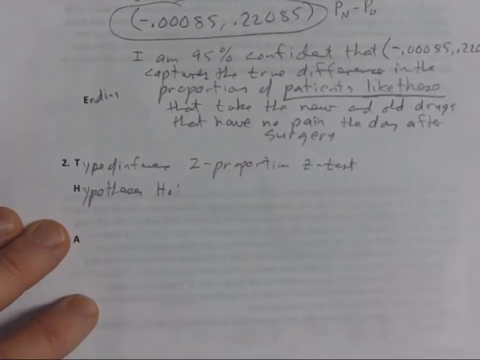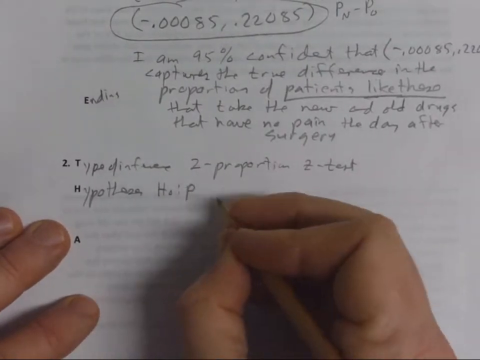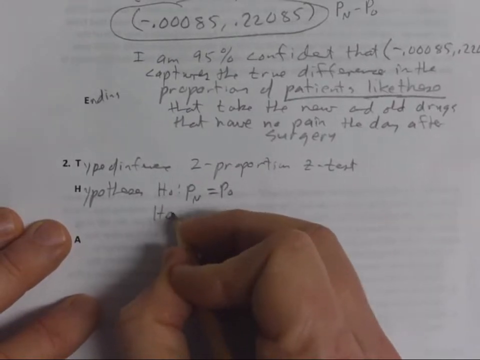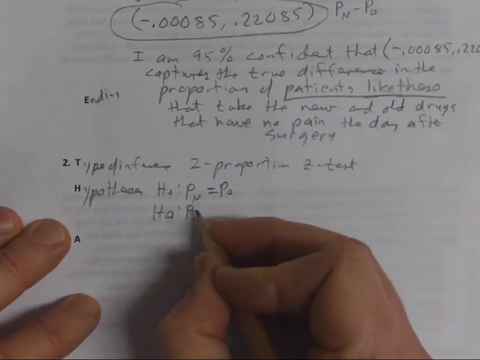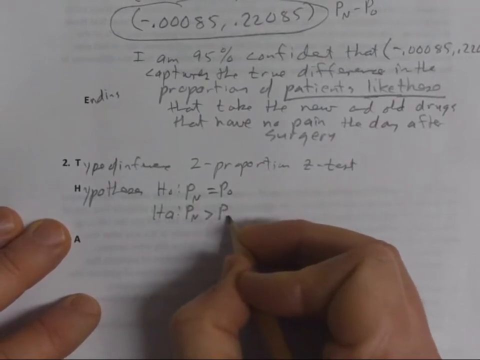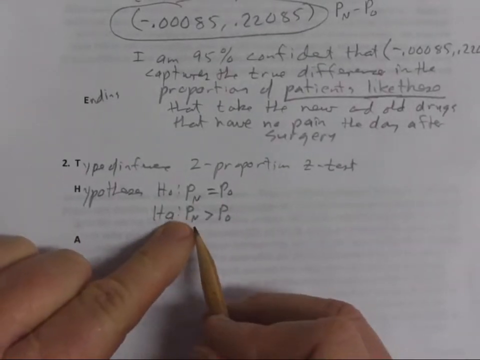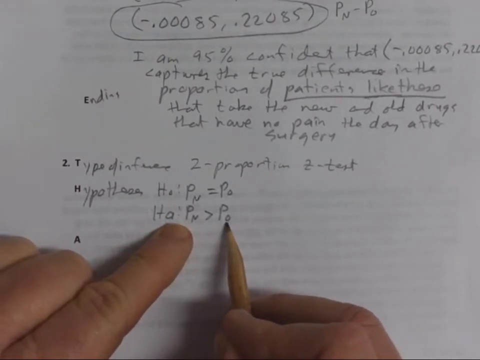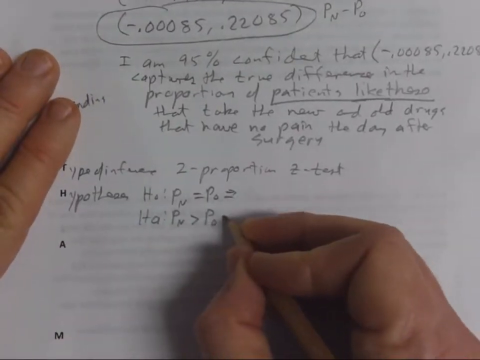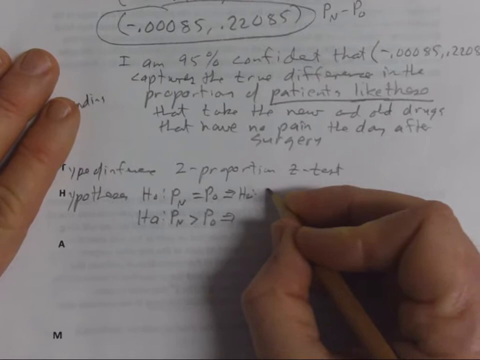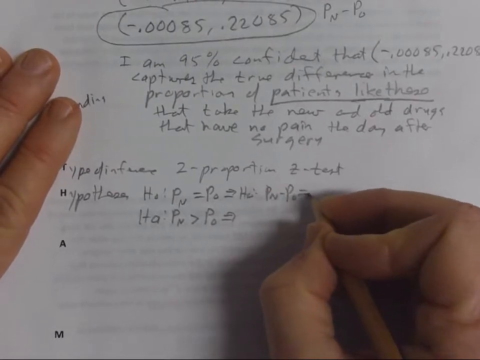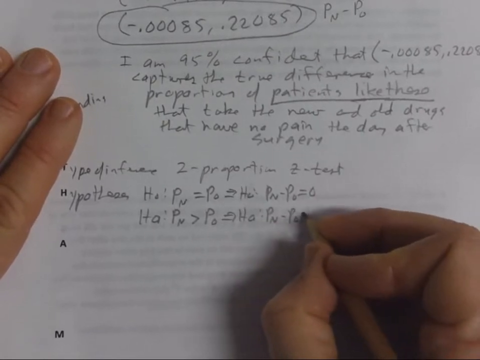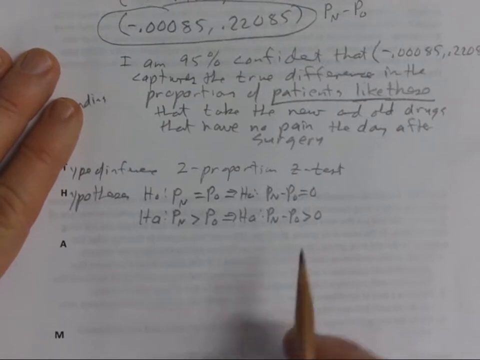The null hypothesis that there's no difference is that P sub n is equal to P sub O. Our alternative is what we suspect might be true, and it is asking us to test for an increase. In other words, the proportion of patients like these who take the new drug that have no pain is greater than those that have the old drug. The other way of writing this, as we discussed in the last video, the null hypothesis would be P sub n minus P sub O is equal to 0. The alternative is that P sub n minus P sub O would be greater than 0. That would be, in essence, saying the new drug works better.